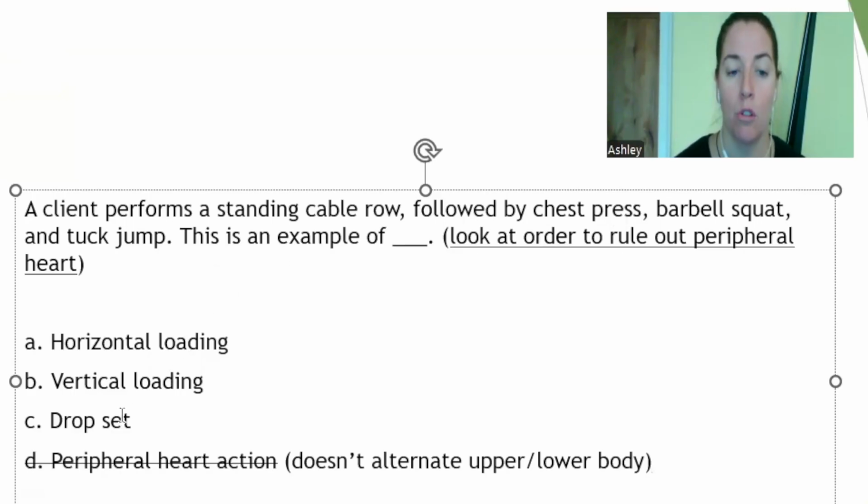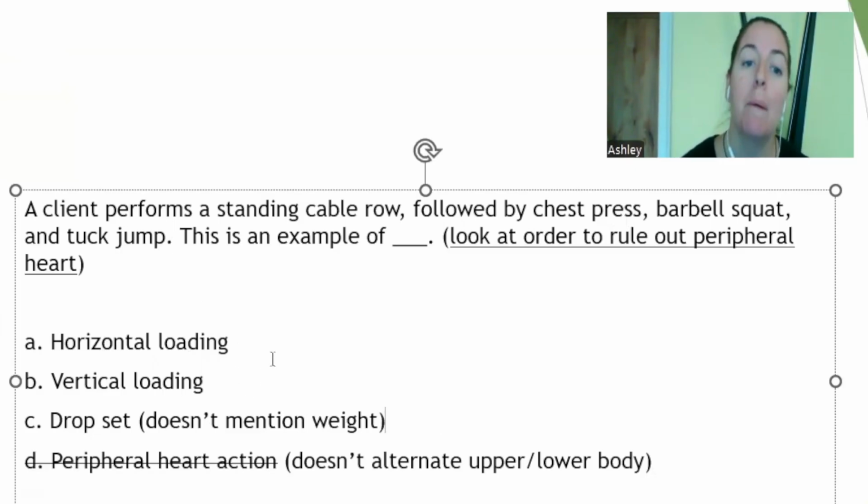Horizontal loading, vertical loading, drop set. So it's not a drop set, because it doesn't mention weight. It's never going to be drop set or pyramid unless they're talking about weight changes, reps, that kind of stuff. So we're really only picking between horizontal and vertical.